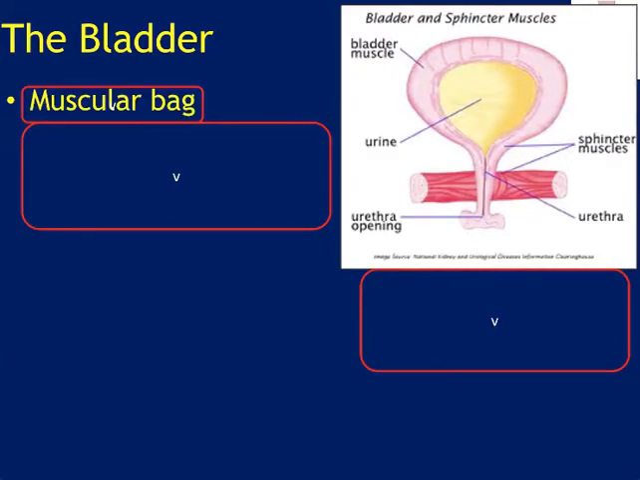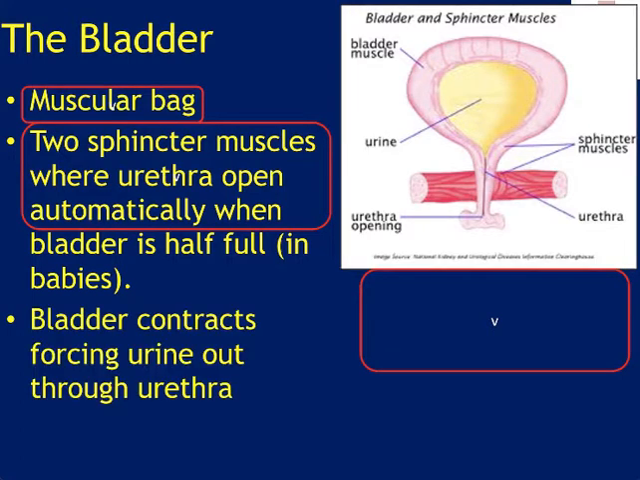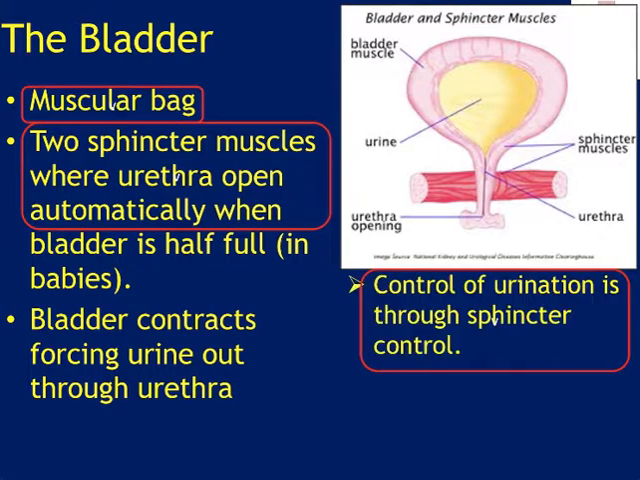In terms of the bladder itself, so it is a muscular bag. It has 2 sphincter muscles where your urethra opens, and that happens when your bladder is full. So small babies, once their bladder is half full, it opens automatically, but for us, we can control it. Your bladder, because it's a muscular bag, can contract, and as we've said, you have to teach your sphincter to actually open or close, and usually that's about from the age of 2.